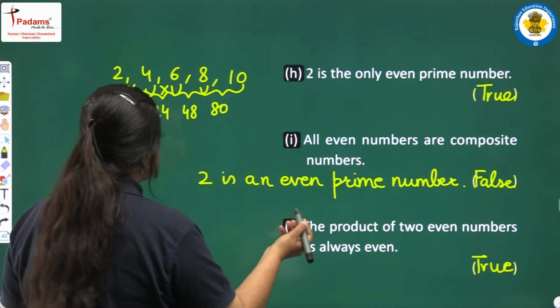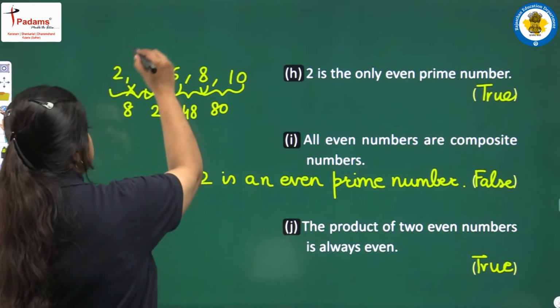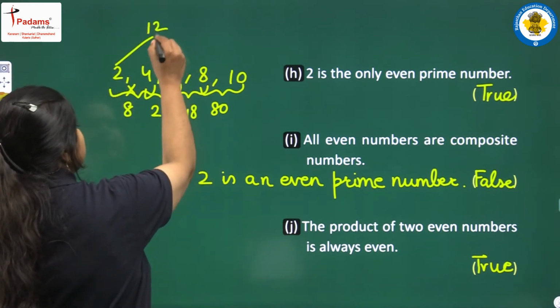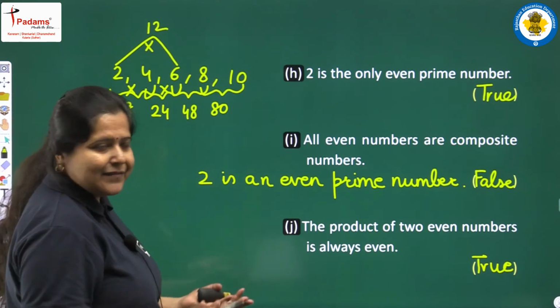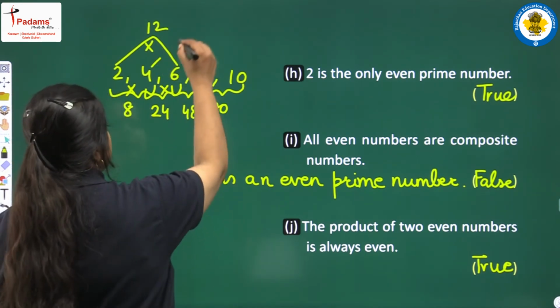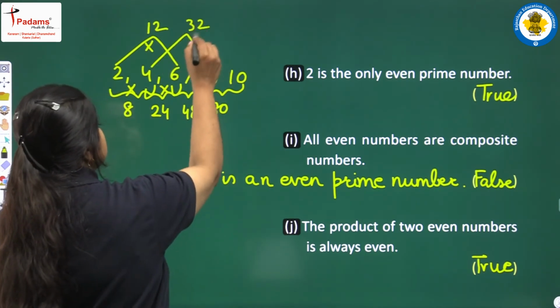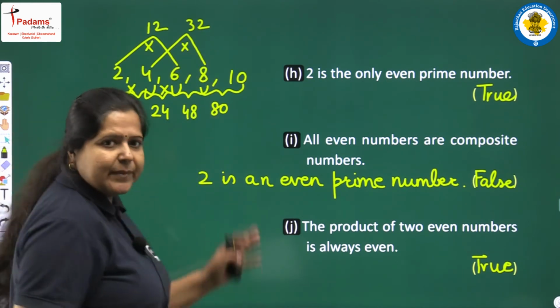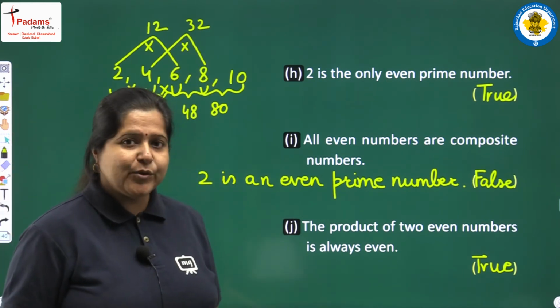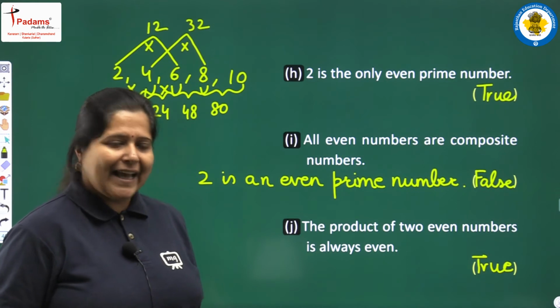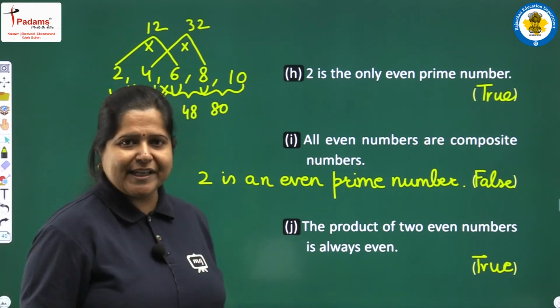You can see other numbers also. If you multiply 2 and 6, it will be 12 on multiplication, even number. If we multiply 4 and 8, it's 32, even number. And similarly you can try to multiply any two even numbers, you will get an even number. So it's a true statement.